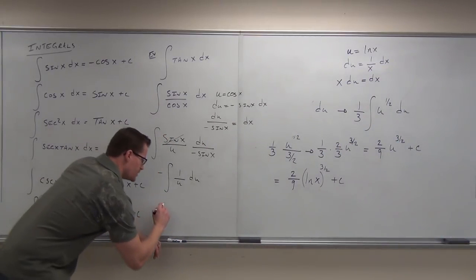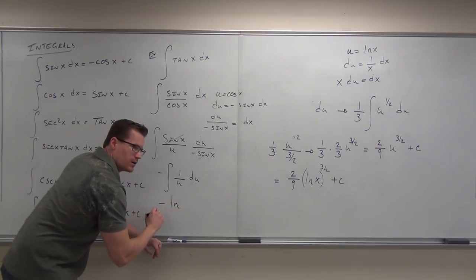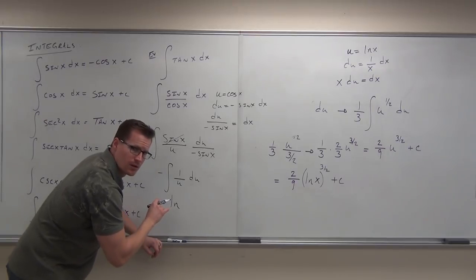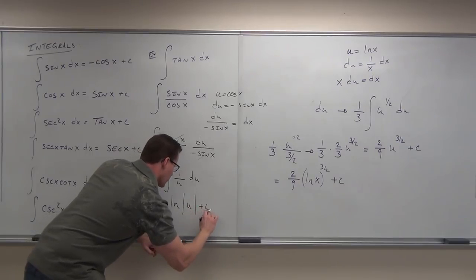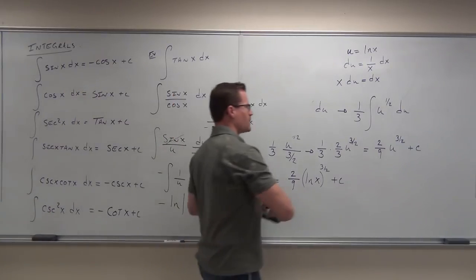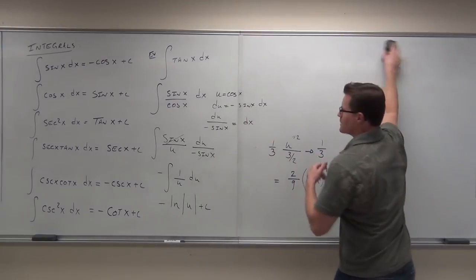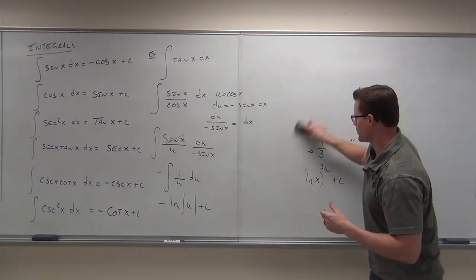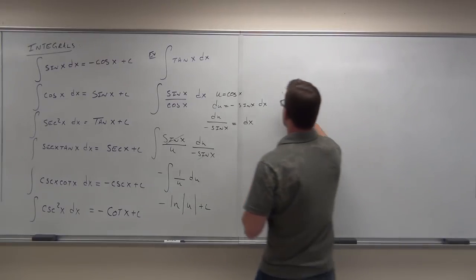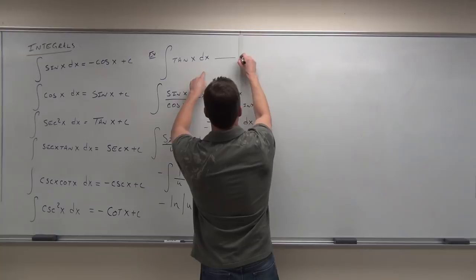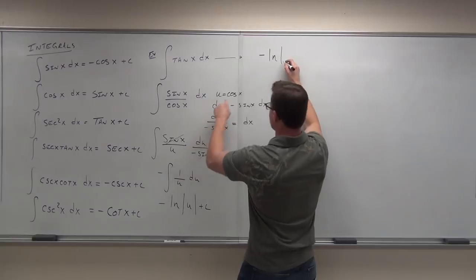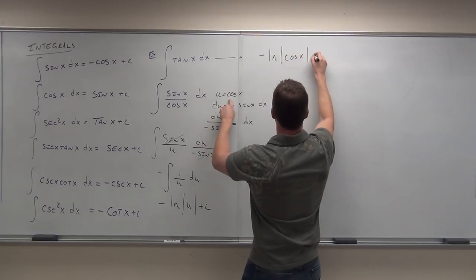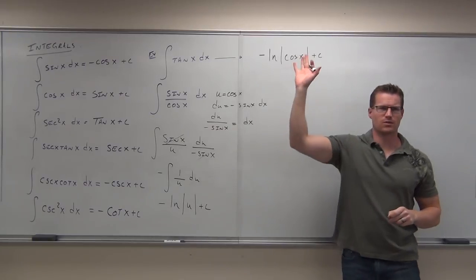So notice we do have the negative ln of... You're forgetting something. Absolute value is absolutely important. Okay, that's cool. We're almost done. Let's go one more step. You can't just leave it in terms of u. What are we going to put in place of our u? Cosine. So this equals negative ln absolute value cosine x plus c. Show of hands if you feel okay with that one.